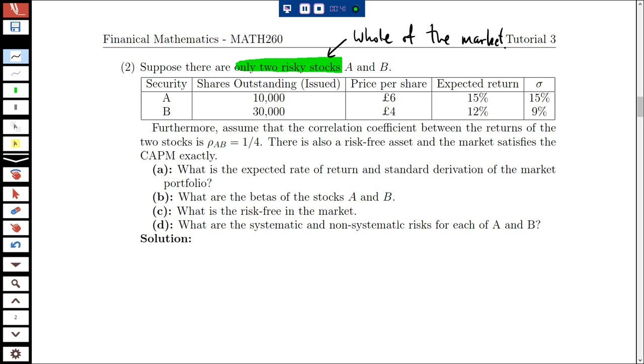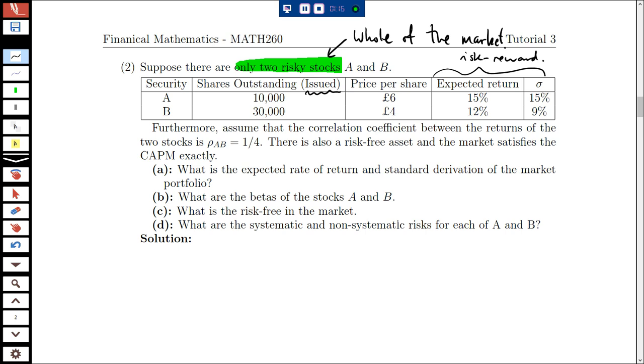So for these stocks, we've got some shares outstanding. This is shares that the company has issued, so we know what's actually invested in these. We've got some prices for the stocks and some risk and reward for each stock, in terms of expected returns and the standard deviation.